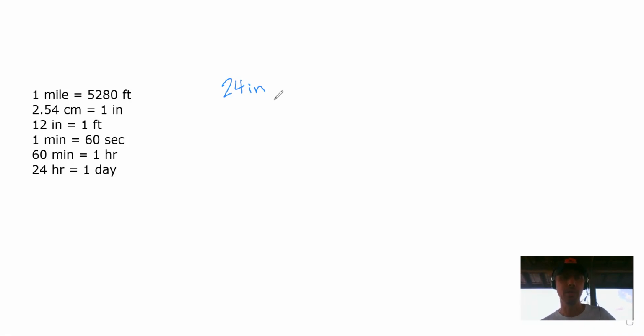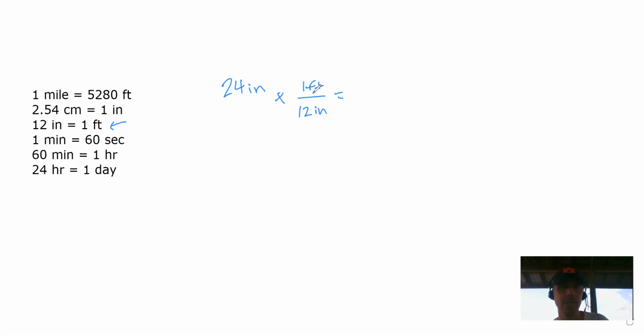So 24 inches, if we take that and multiply it times 1, we're not going to change the original value. In this case, we want to pick a unit conversion over here that includes inches and feet. So we have this one, right? If I take 24 inches and multiply it times 1 foot over 12 inches, then we're multiplying it by 1. We're not changing the original value, and we should be able to convert it to feet.